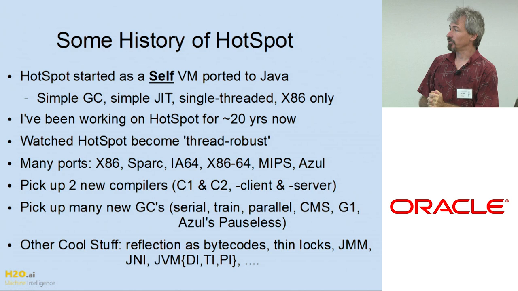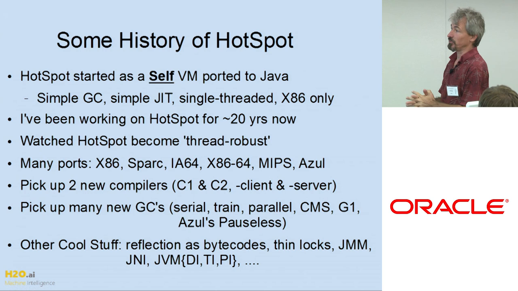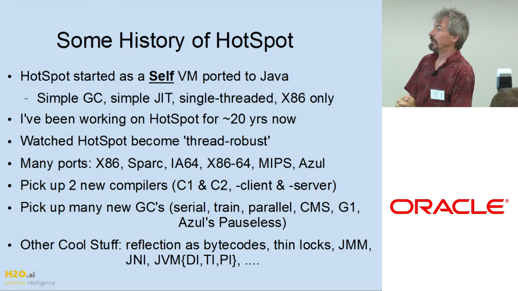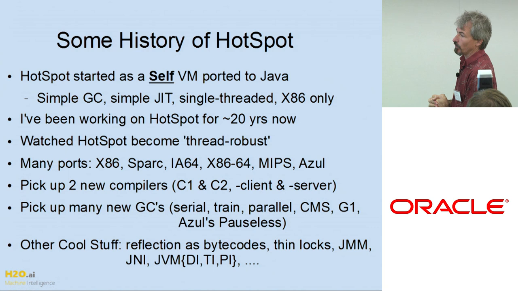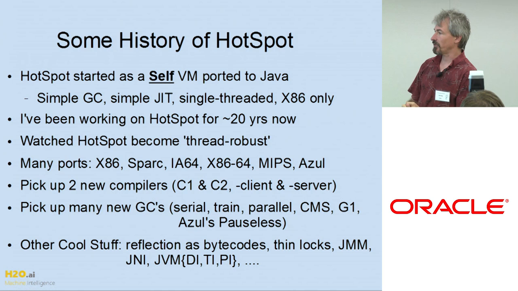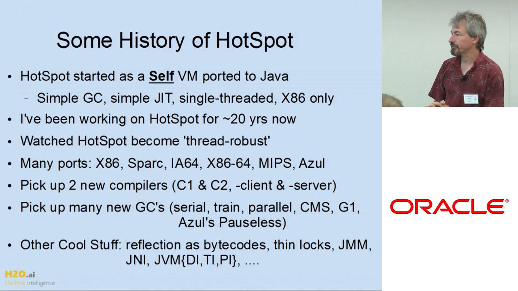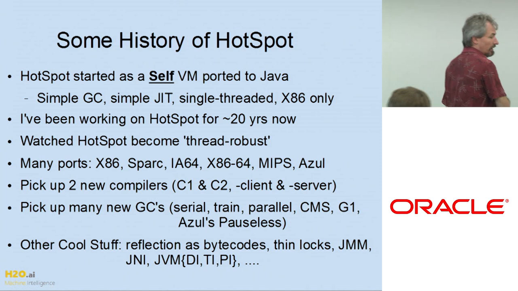I've been working on Hotspot for about 20 years. The last 3 years I've taken off and been doing some unrelated stuff. But I have a long history with it. I watched it become very robust. I watched a ton of ports. I participated in most of those ports. I worked on C2, obviously, but I did tons of compiler infrastructure and shared infrastructure all throughout the VM. I watched a bunch of new GCs show up, including people having different requirements out of the JITted code as it relates to the GC. And then a bunch of other stuff here, reflection and thin locks and Java memory model and JNI code and on and on and on.